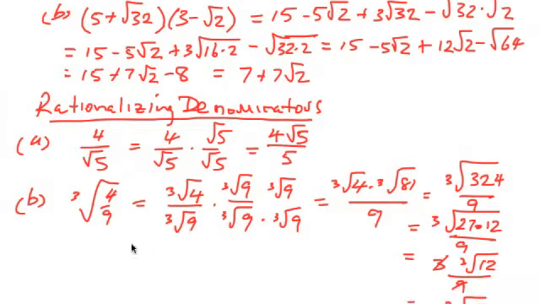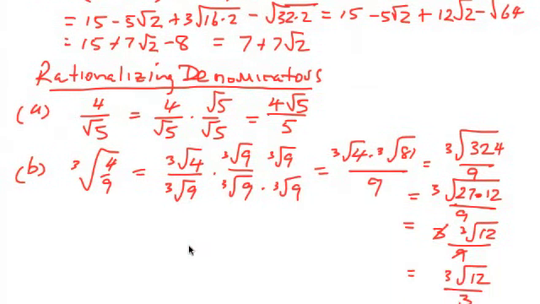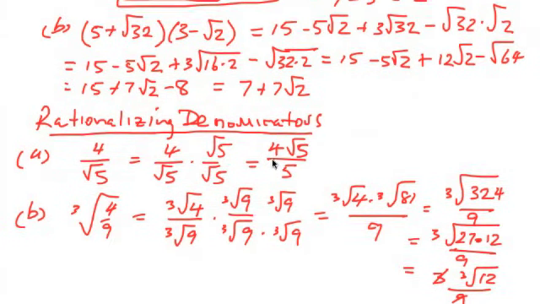That's how we rationalize denominators. Now we will revisit this later when we have a binomial at the bottom, so that we'll show you how to rationalize those kinds as well.